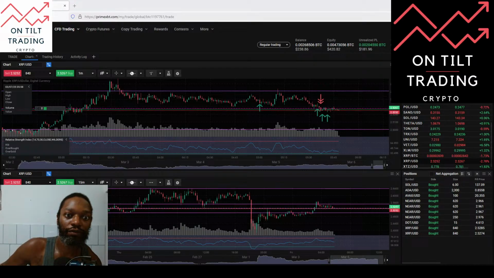So what we have here, for perspective, this is the 1 minute chart. This is the 15-minute chart down here. This black area at the top of the charts, this is going to be my candlestick area. In the middle, this area, this is a volume indicator. And down here at the bottom, this is a relative strength index.